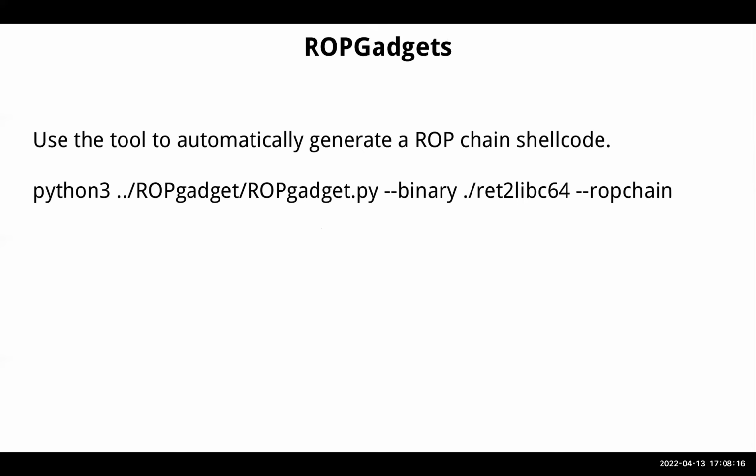The tool we're using, ROPgadget, can automatically generate something called a ROP chain shellcode. But this is not going to work in our class because our server doesn't allow you to create a new process. But you can use this command to generate a shellcode and take a look to understand how it achieves that.